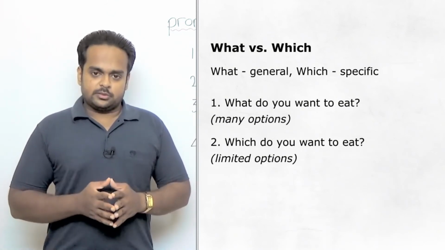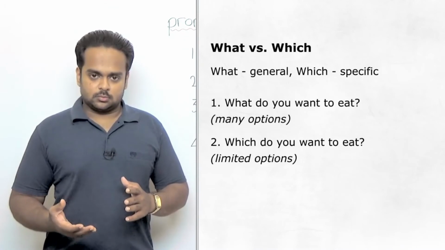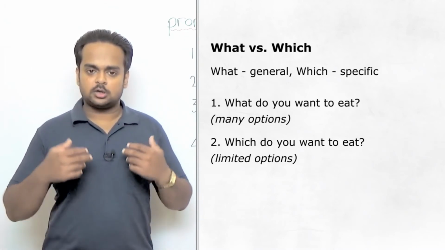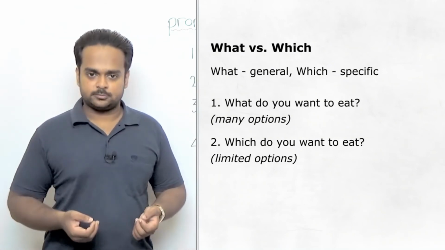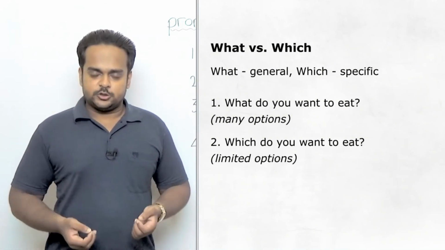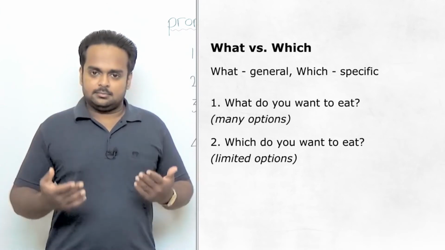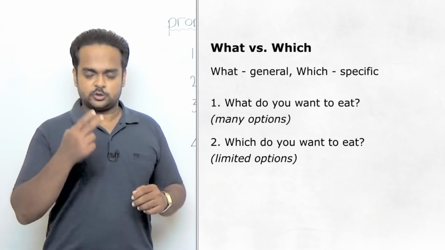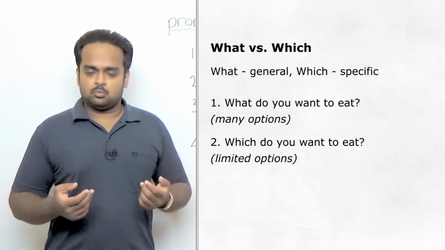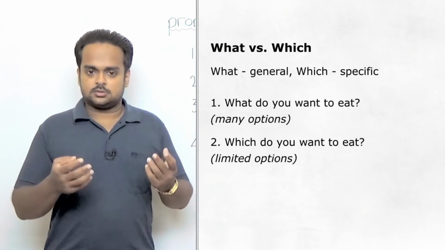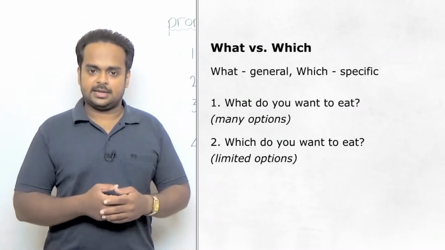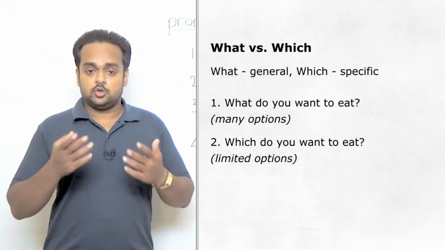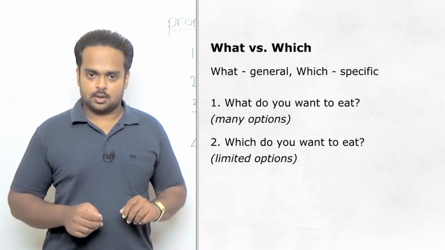In that way, with any situation where there are a small number of options, you use which. For example, with parts of the body, you use which. If someone said to you, there's something in my eye, you would ask, which eye? Not what eye, because there's only two eyes. It's the same with ears, fingers, hands, arms, feet, legs, etc. If I told you, I broke my finger, you would ask me, which finger?